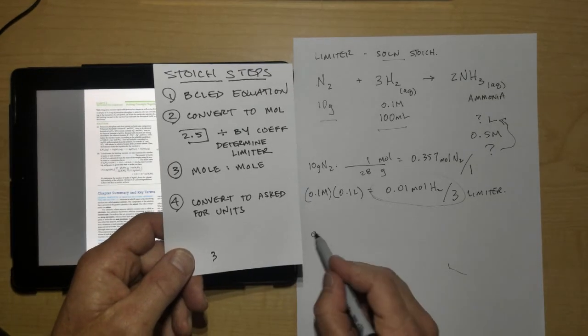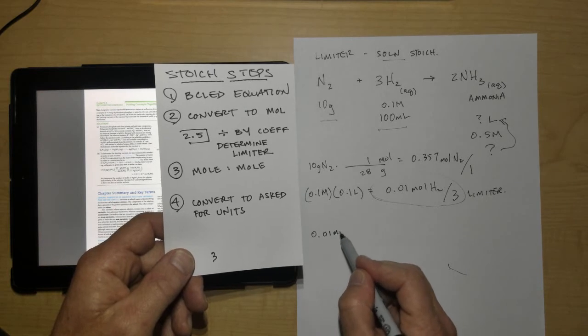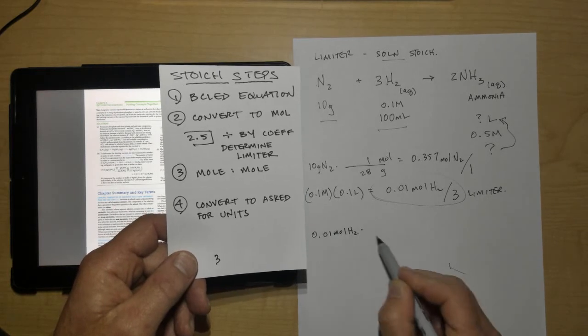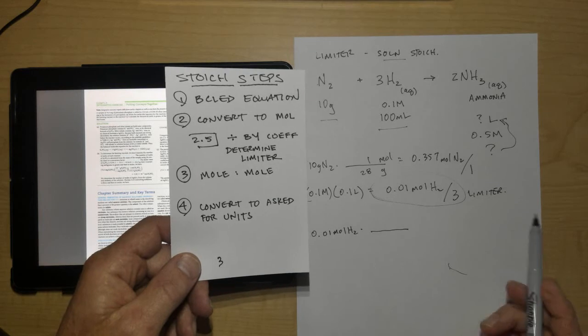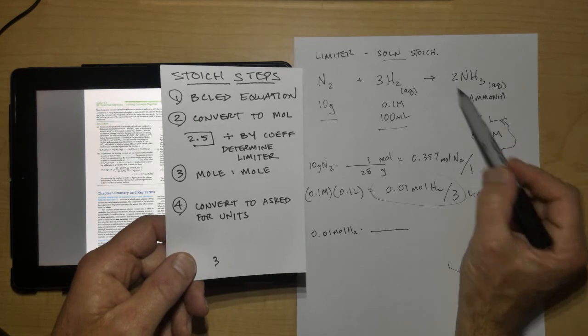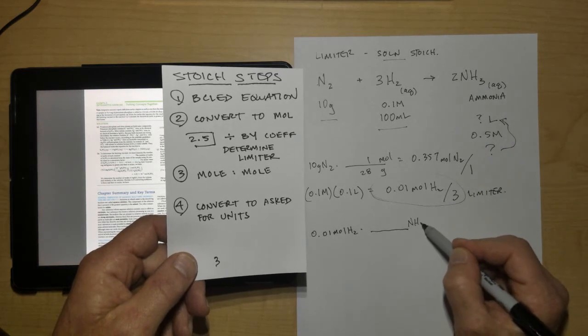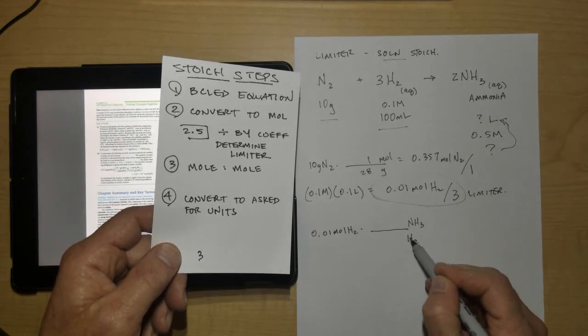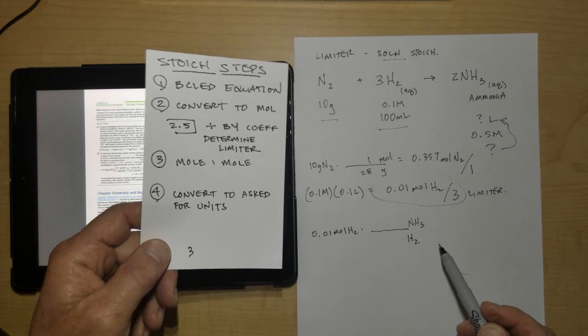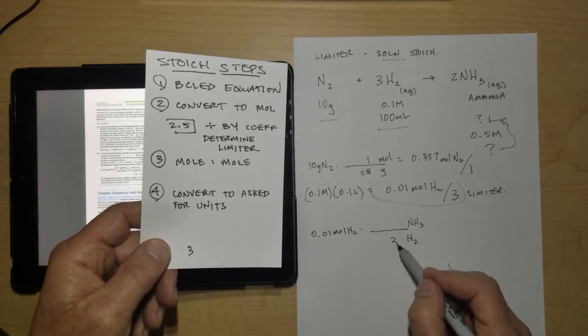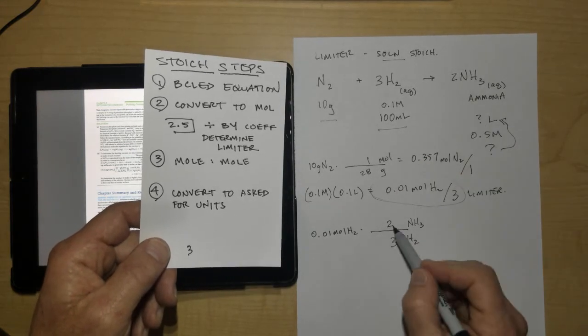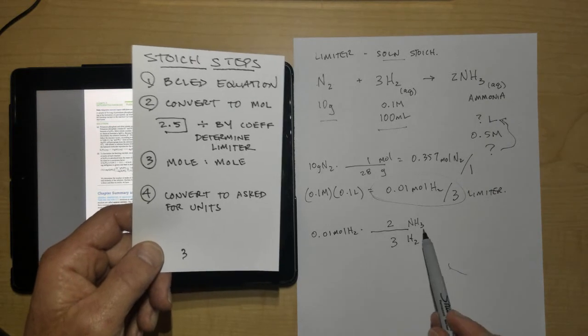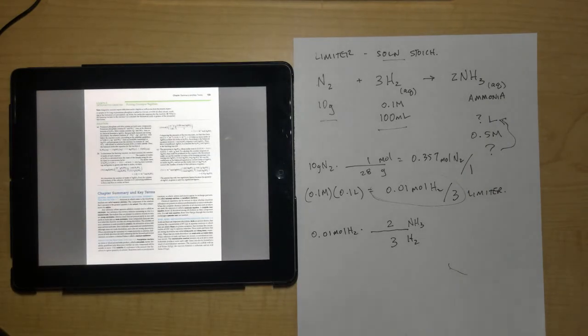So rewrite your hydrogen, 0.01 moles of hydrogen, and put a multiply sign, put a line. Take your desired unit, ammonia right here, and put it on the top, NH3. Take the units that you already know, H2, and put it in a position where it's going to cancel. For every 3 hydrogens, there's 2 ammonias. So this would give me moles of ammonia right now.